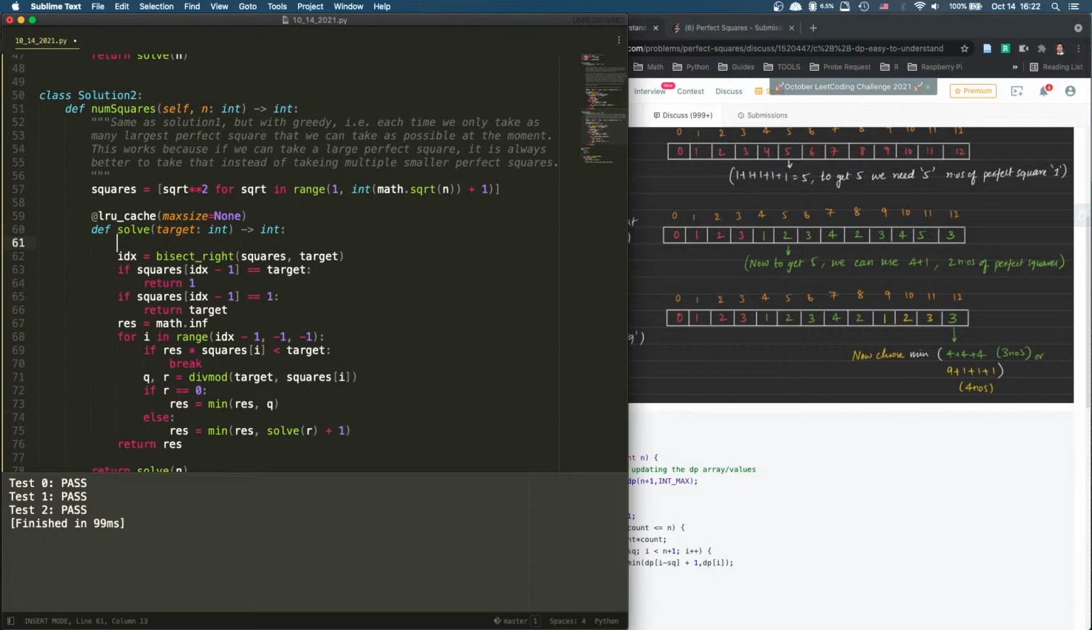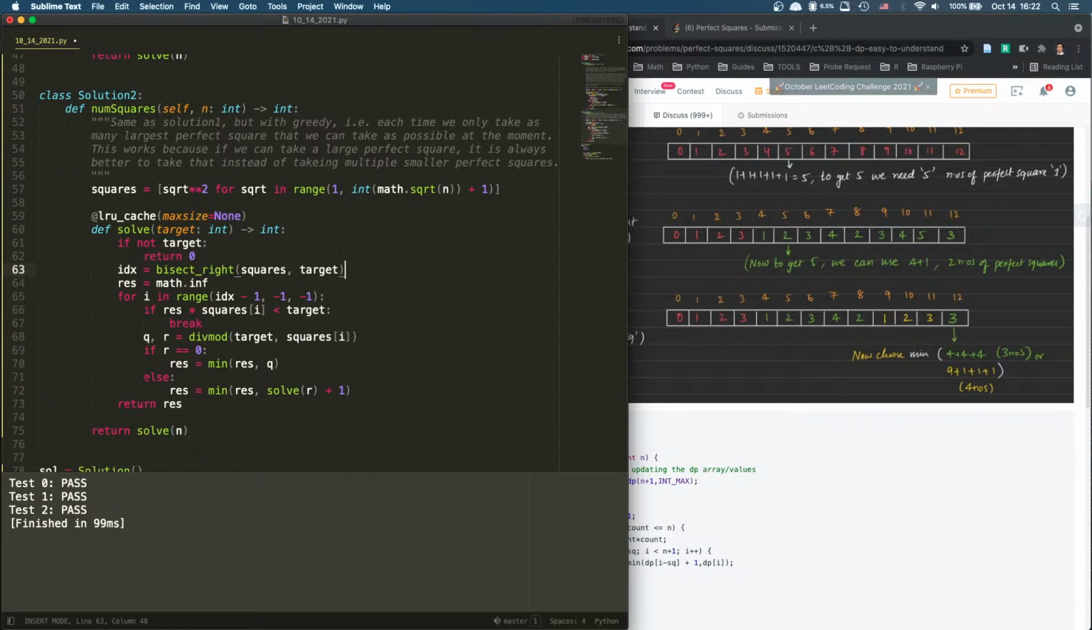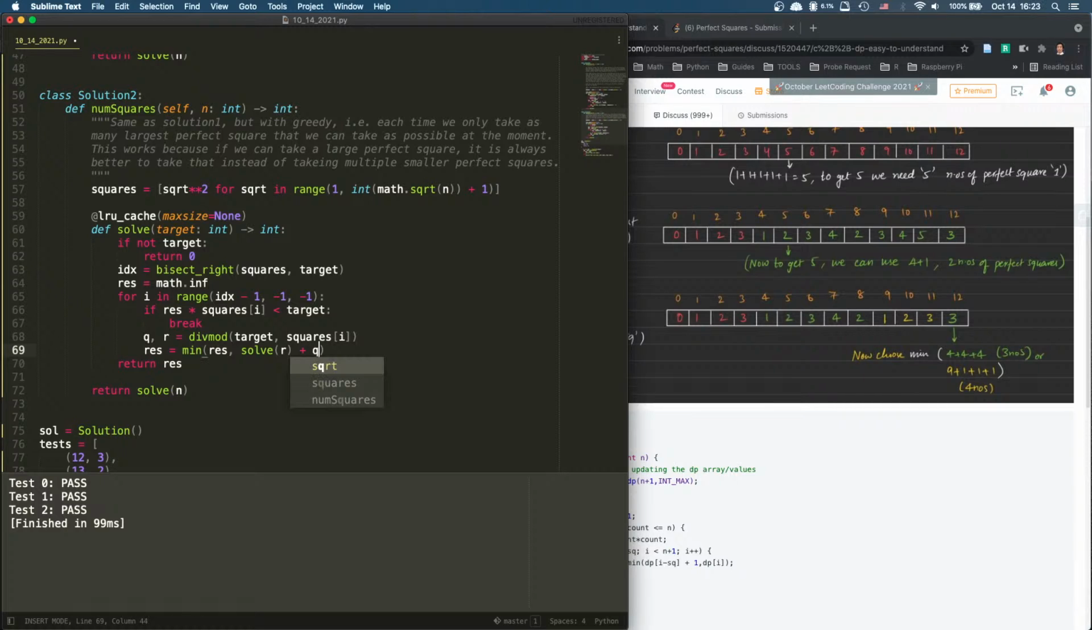And we can say if not target return 0, I don't need all this. I have the index and so on. And then if res is smaller than target, we're going to break. And QR equals this. And we don't need to do this. Wait, hold on. That's not plus 1, that's plus Q. Right? And then plus Q. Let's see, solution 2.